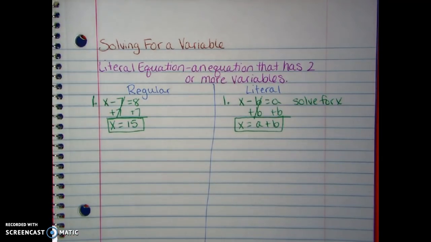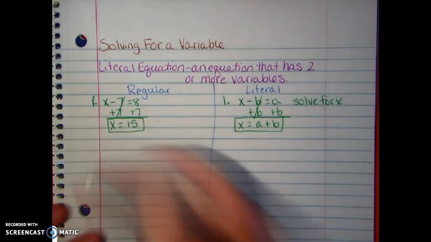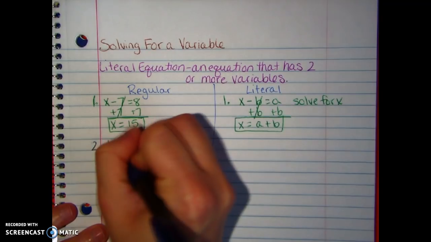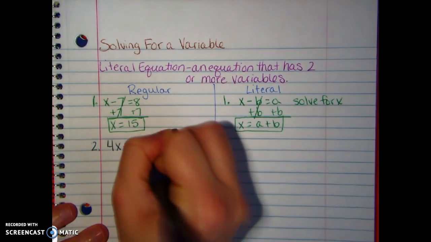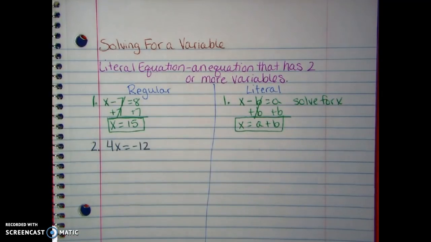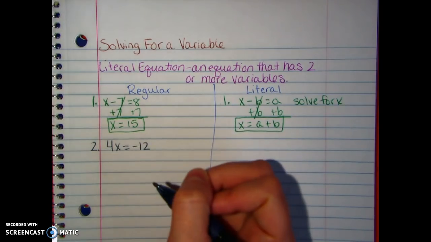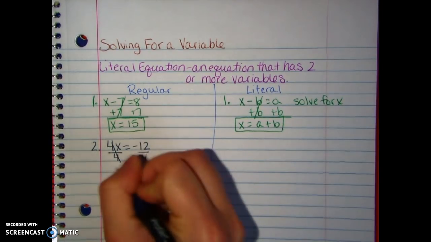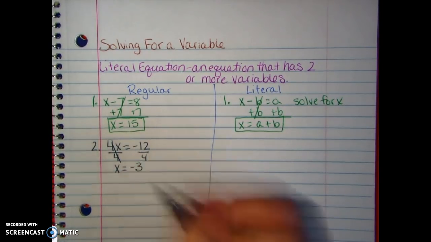Okay, let's look at another one. This is 4x equals negative 12. So go ahead and solve that one. Okay, for this, you should know that's a one-step equation, so divide both sides by 4. x equals negative 3.